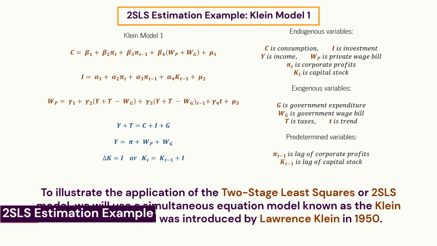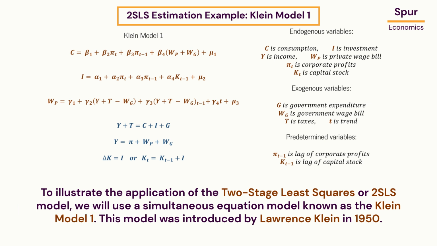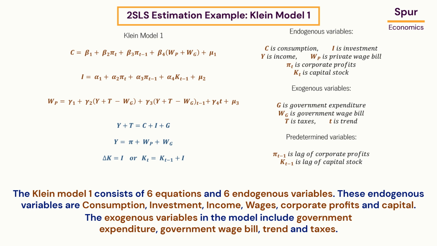To illustrate the application of the two-stage least squares or 2SLS model, we will use a simultaneous equation model known as the Klein Model 1. This model was introduced by Lawrence Klein in 1950. The Klein Model 1 consists of 6 equations and 6 endogenous variables. These endogenous variables are consumption, investment, income, wages, corporate profits, and capital.